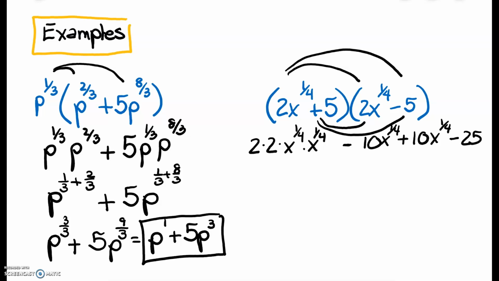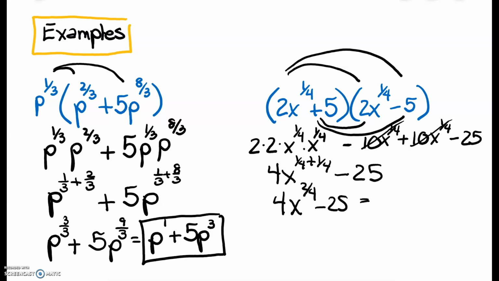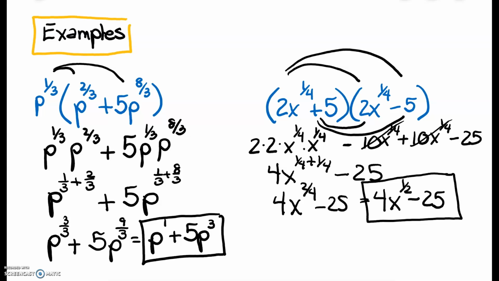When I simplify this first term, remember I'm adding exponents. I'm using my product property. So x to the 1/4 plus 1/4. The -10x to the 1/4 plus 10x to the 1/4, they are like terms and they cancel out. Minus 25. So when I add 1/4 and 1/4, I get x to the 2/4 minus 25. And I know that 2/4 reduces to 1/2 minus 25. They are not like terms, so I cannot combine them. So that is my final answer. All of the work on your worksheet should be done similar to that.